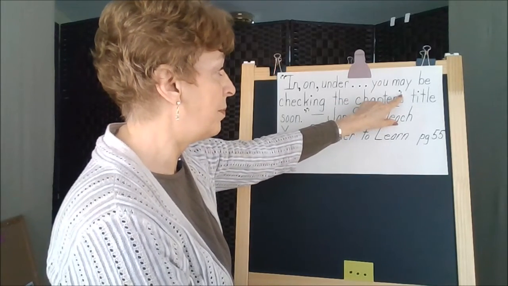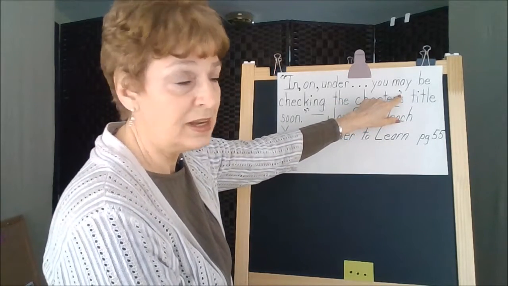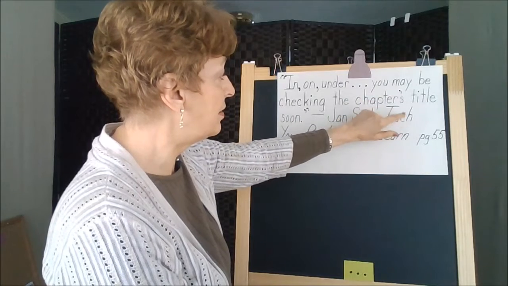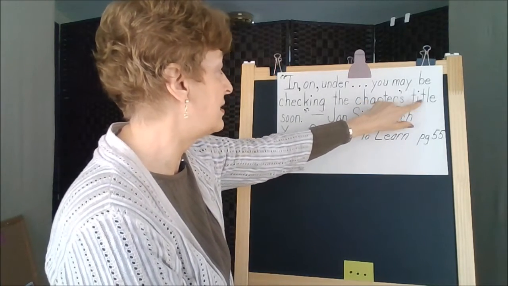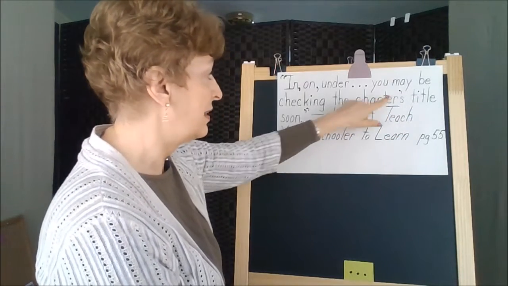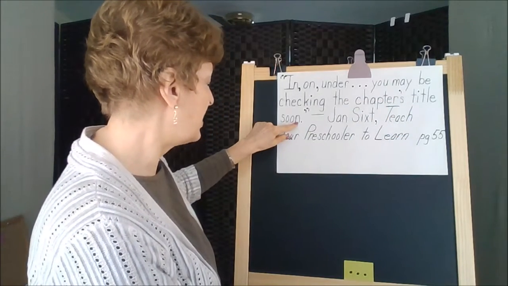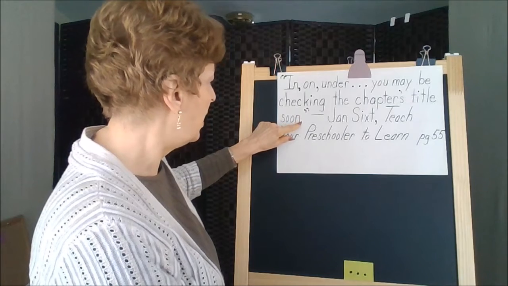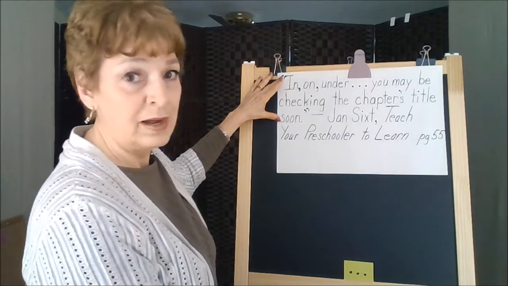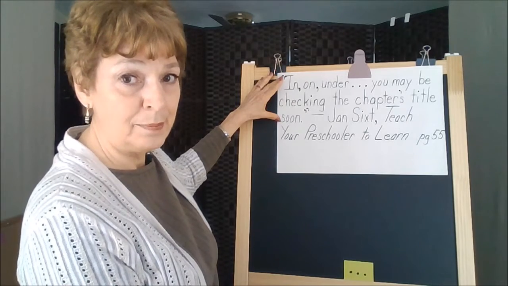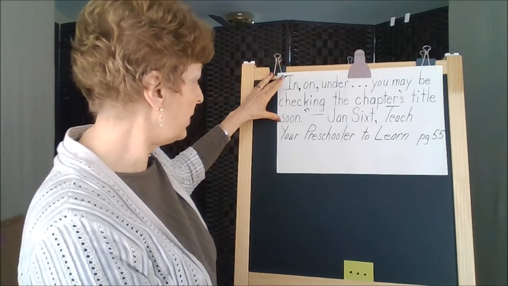Here is an apostrophe. This is showing that the chapter owns the title. That's the title of the chapter. And then here's the end of the quote, the end period, and the quotation marks. Now I'm finished actually copying the quote from this particular book.